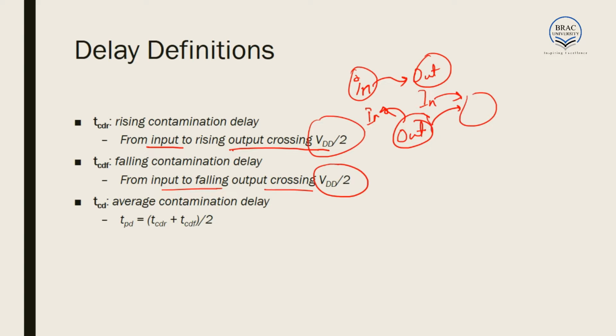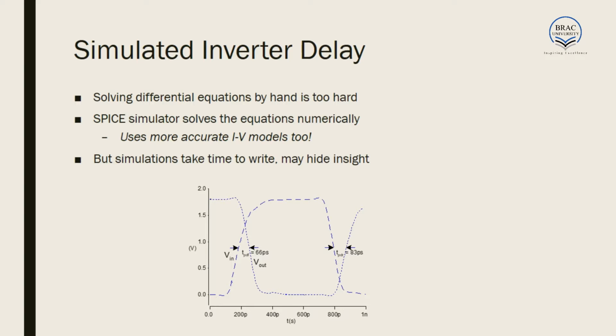That is, the minimum time that an output holds the value of the previous input is called contamination delay. The rising contamination delay is from when the input changes to when the output rises to VDD by 2. Falling contamination delay is when the output falls from 1 to 0 by a margin of VDD by 2, and the total contamination delay is the average of the rising and falling contamination delay. Here there is a mistake: it will be CD, contamination delay, not TPD.